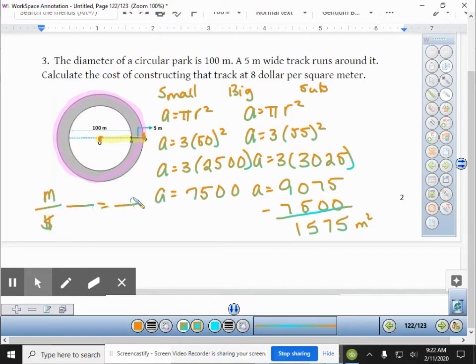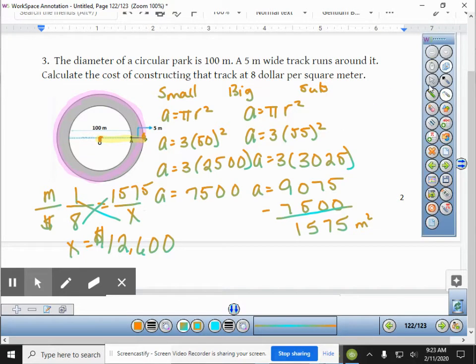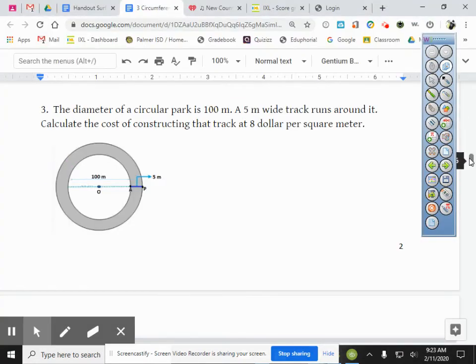1 meter is how many monies? $8. And how many square meters have we got? 1,575. So that tells you we are going to multiply. Good. Go for it. What'd you get? 12,600. What does 12,600 represent? The dollars. Is everybody with me? Are we good? Seeing how we're putting this into action, right?